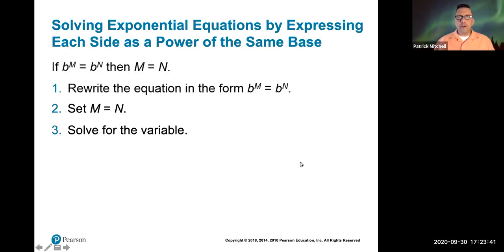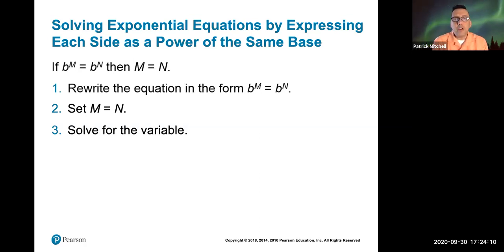All right, so first using the like bases property, if you are able to write your exponential equation in this form, b to the m equals b to the n, then that must mean that m equals n. And that fact is a little deeper than it looks. That actually depends on the fact that y equals b to the x is a one-to-one function.